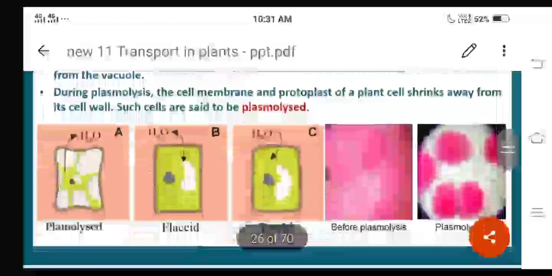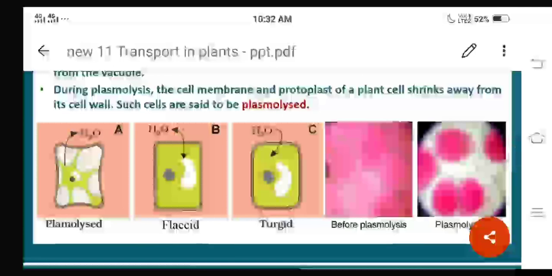In the diagram, in A we can observe a plasmolysed cell. There is a shrinkage of protoplasm; it is separated from the cell wall and occupies a corner of the cell. The second one is the flaccid cell, which is nothing but the intermediate condition. And the third one is the turgid cell, because it contains more water.